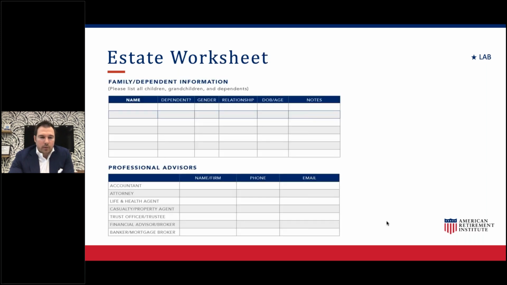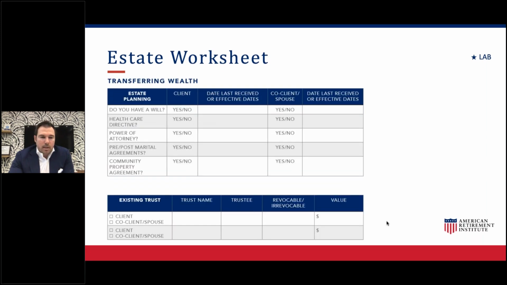Estate planning is very important. And here are some basic workbooks. These are in the workbook, just questions for you to start asking yourselves. Do you have a healthcare directive, a power of attorney, prenuptial agreement? Do you have a will? And if you don't, man, now's a perfect time to be working on this.